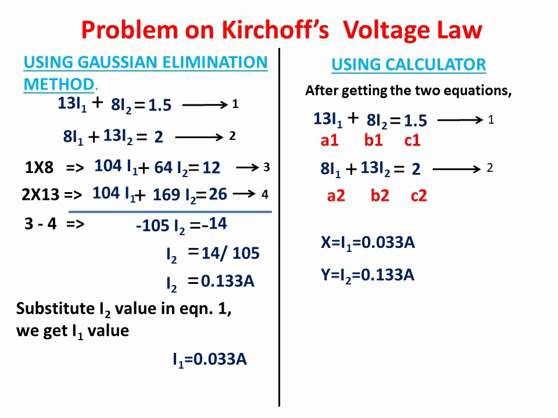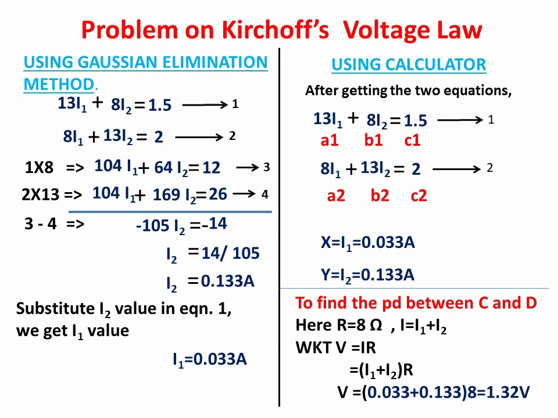Now what is the question? You have to find out the potential difference between C and D. Potential difference is nothing but voltage. We know that Ohm's law, V is equal to IR. Here R is 8 ohm. 8 ohm is nothing but connected across CD. So R is 8 ohm. What about that current value which is passing through 8 ohm? I1 plus I2, which is not given in the question. You are going to find out, right?